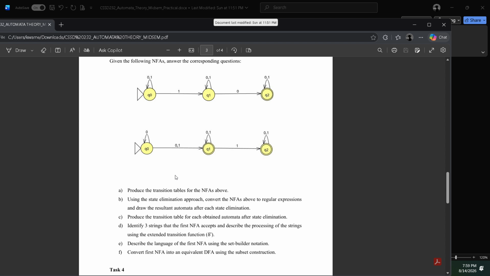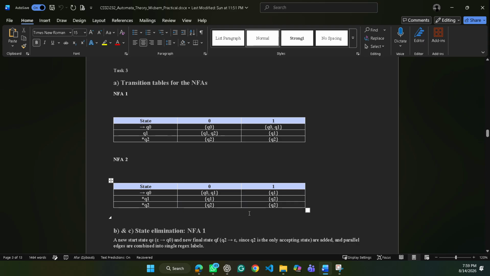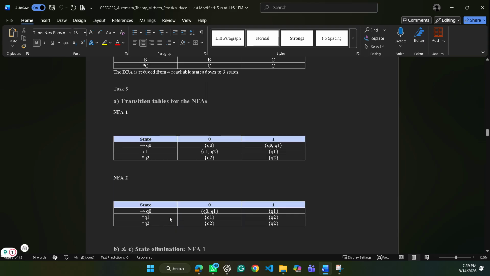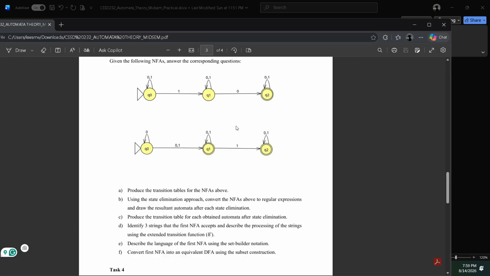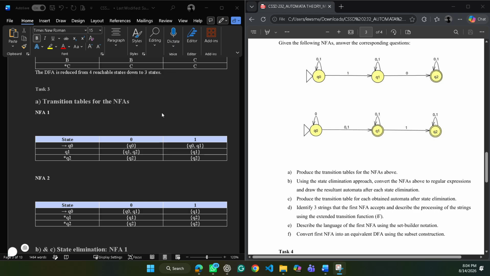Anyways, let's get ready to the work itself. All right, so let's continue. I need to go back to the question. So we are using this. Right, so let's get back to it.